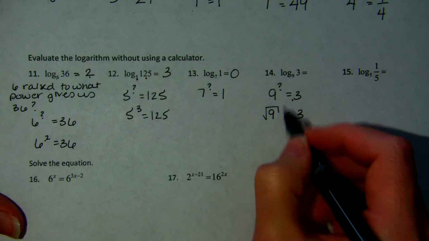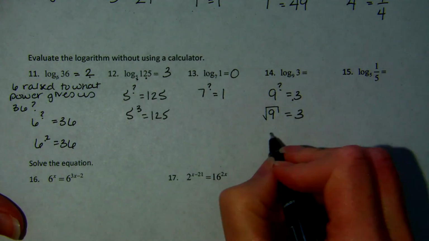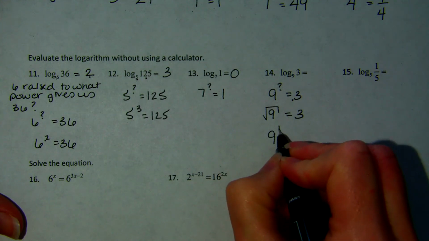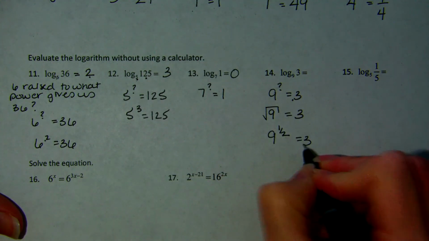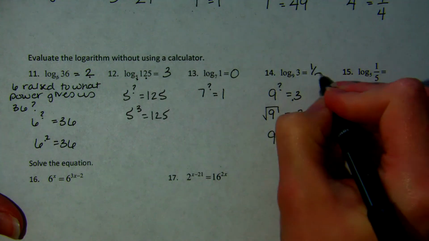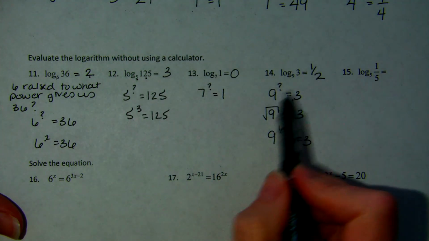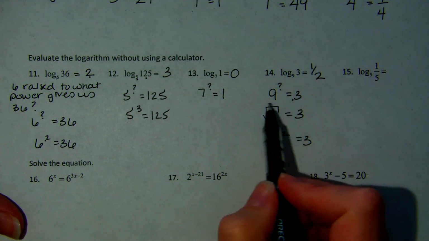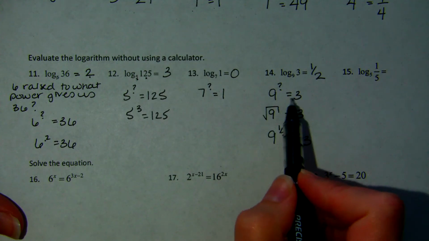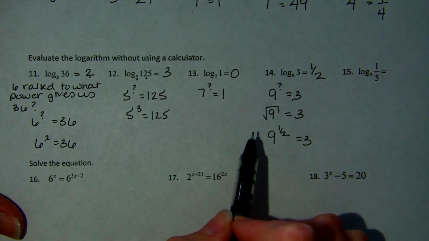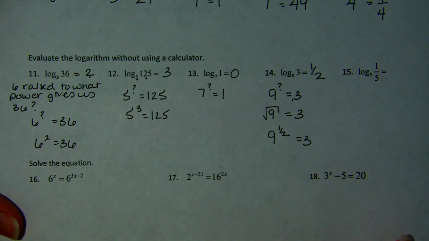And we can write square root as an exponent. This is 9 to the 1/2 power is equal to 3. So the answer here is 1/2. And again, we know it's a fraction, and we know that because it's going from a big number to a small number, which means you're going to have to take a root.